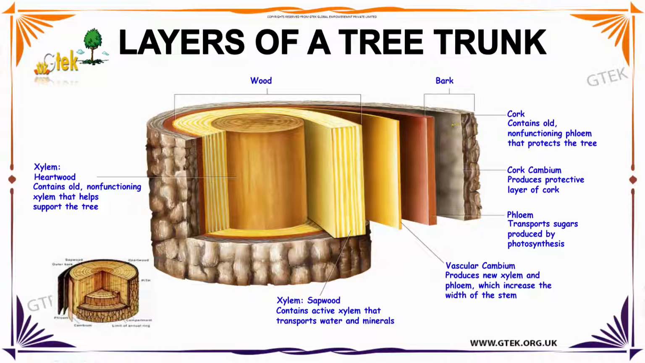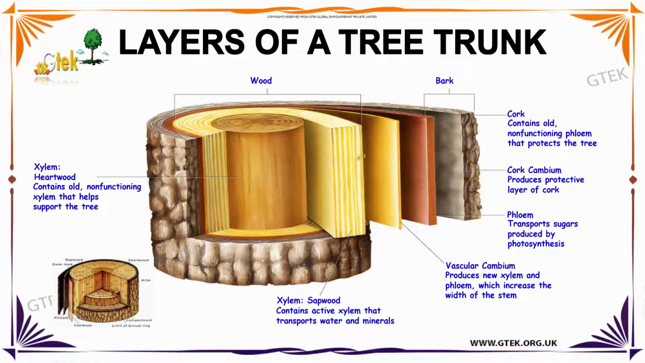The inner portion of this side is called cork cambium. It produces a protective layer of cork. This brown portion is called phloem, which transports sugars produced by the photosynthesis process. And here the vascular cambium is represented. It produces new xylem and phloem, which increase the width of the stem.